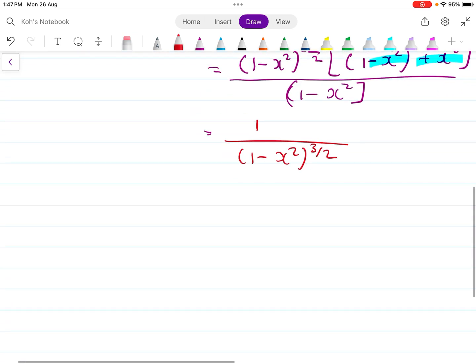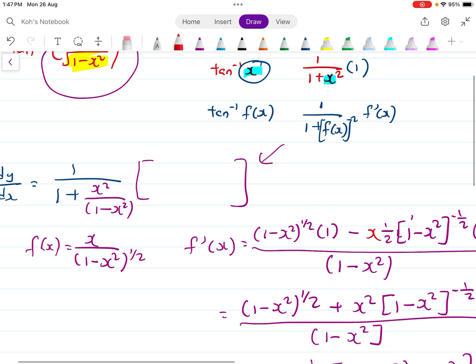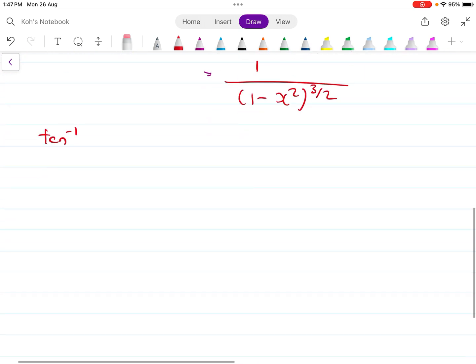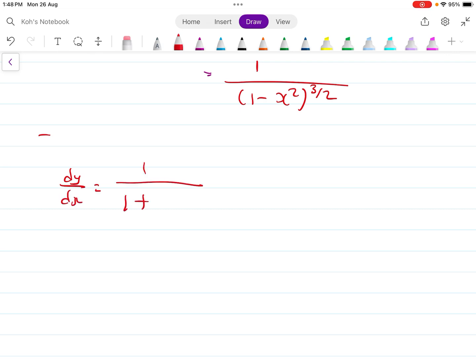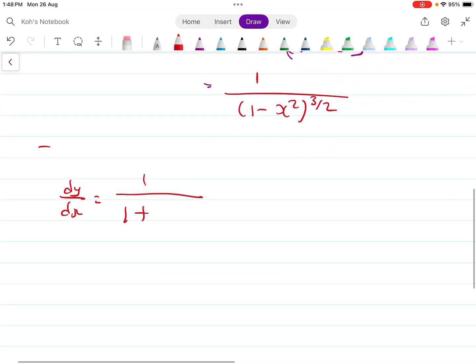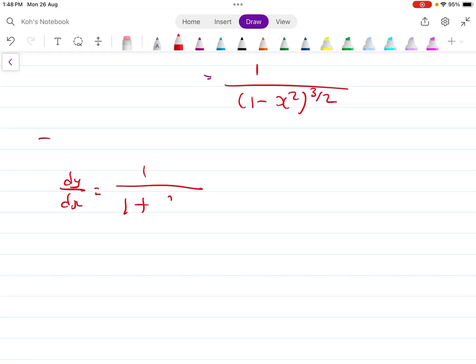Now it's time to put everything back. I write down first tan inverse, and then dy dx. So dy dx is equal to 1 over 1 plus x squared over 1 minus x squared, then multiply by this. Done already, but of course you must simplify. The simplification is not very simple.